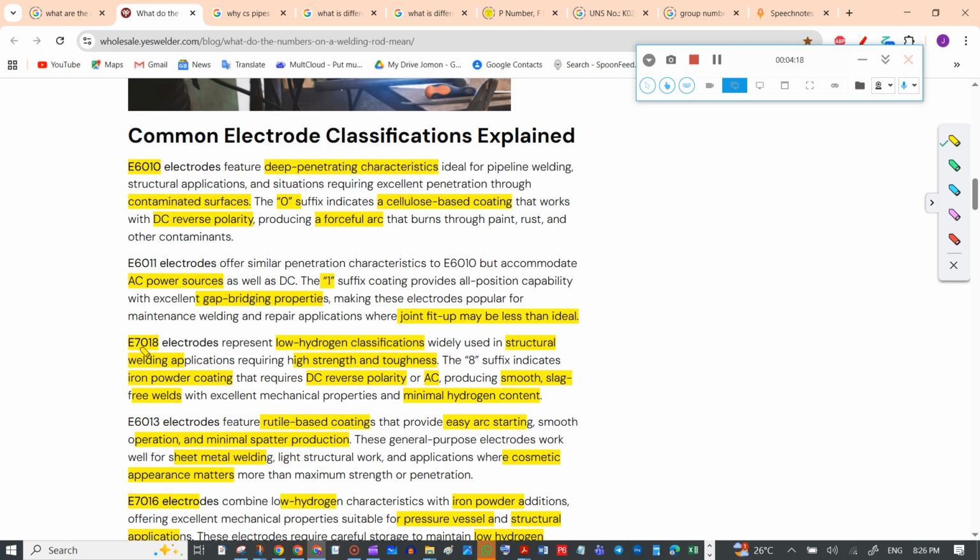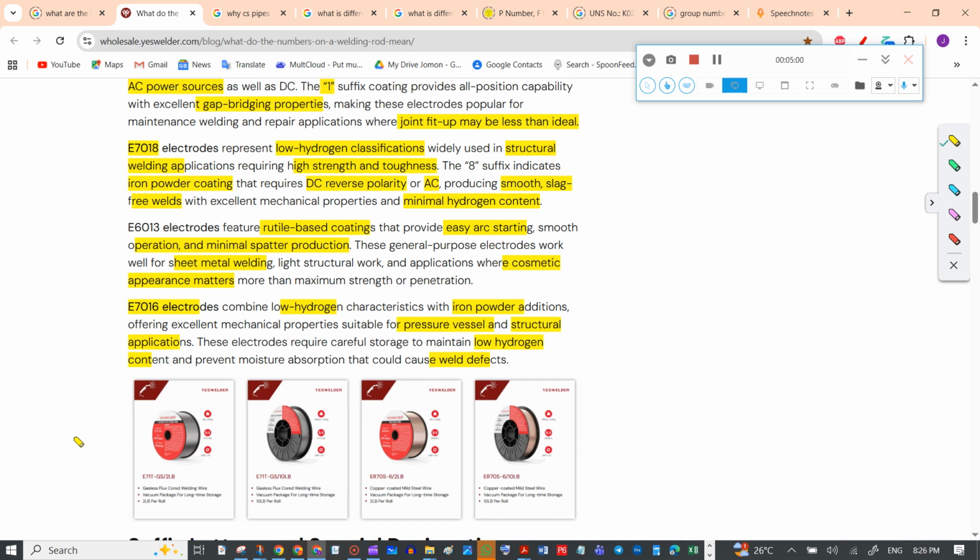E7018 is another electrode we are using. It represents low hydrogen classification in structural welding, requiring high strength and toughness. So 70 is 70,000 PSI. 1 means all positions. 8 means iron powder coating, and DC reverse polarity or AC, producing a smooth slag-free finish, excellent mechanical properties and minimal hydrogen content. So the 8 suffix means iron powder coating, DC reverse polarity or AC.